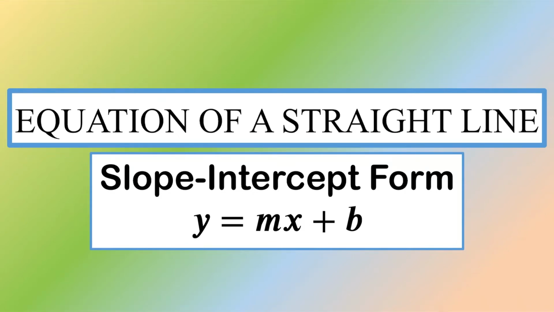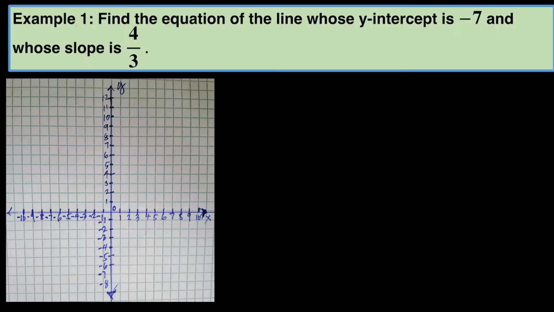Hi everyone, in today's video you will learn how to solve for the equation of a straight line given the slope and its y-intercept. Alright, so to start with, let's have example number 1. Find the equation of the line whose y-intercept is -7 and whose slope is 4/3.